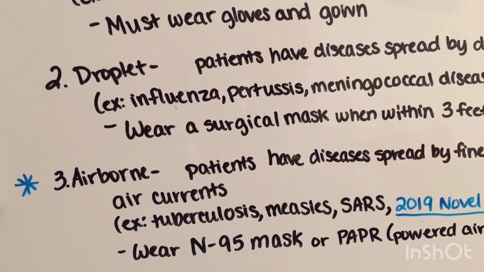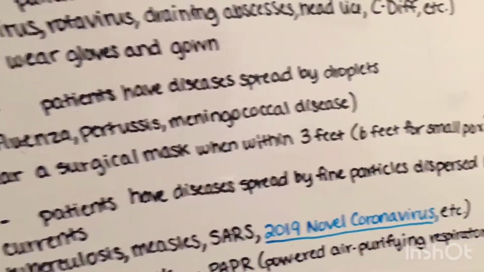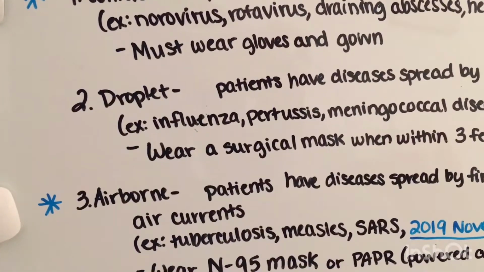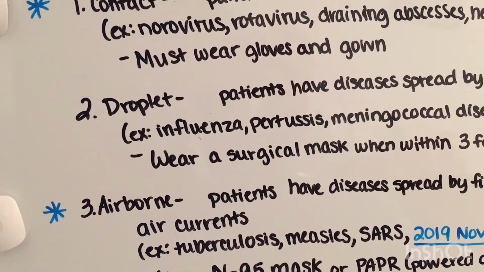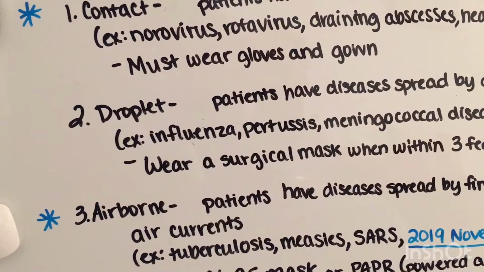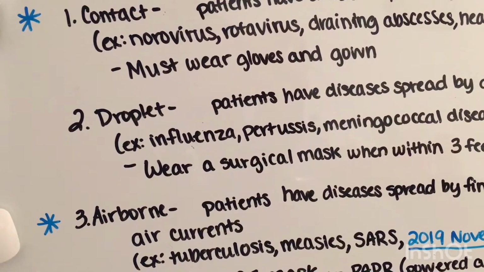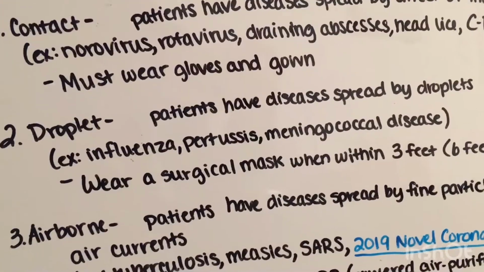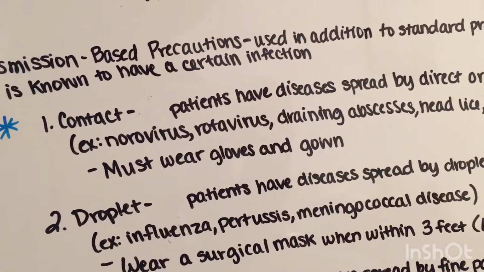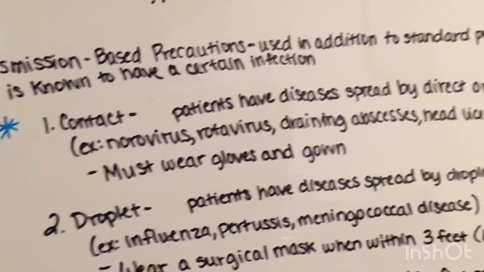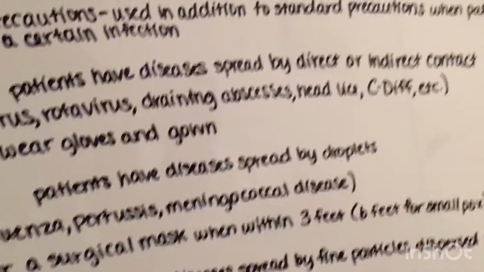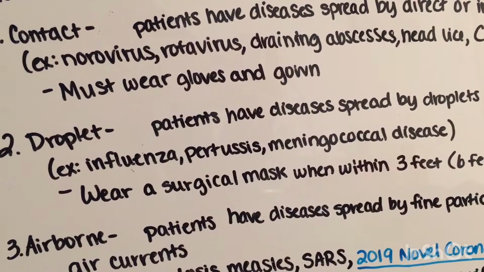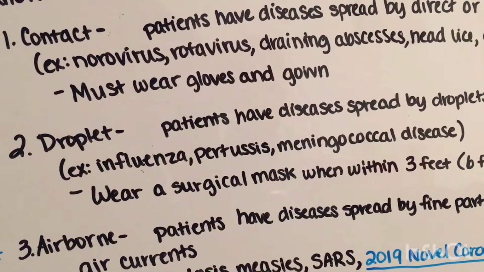The next is airborne, and this is when patients have a disease spread by fine particles dispersed by air currents. So airborne and droplet are kind of similar. However, airborne is way more infectious because the fine particles can land on things and then get disrupted and come back into the air. And also, the fine particles are way smaller than the droplets. When the droplets come off of the patient from sneezing or coughing or talking, they only land about 3 feet away from where the patient is, and then they don't get picked up back into the air. That's kind of the difference between airborne and droplet.